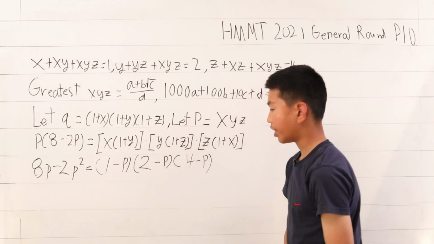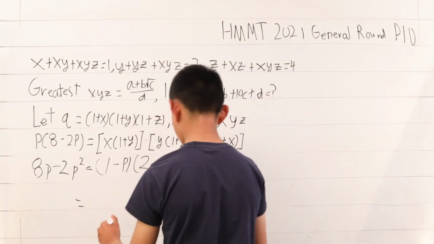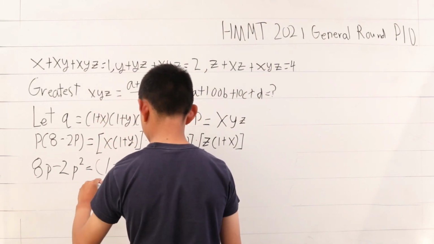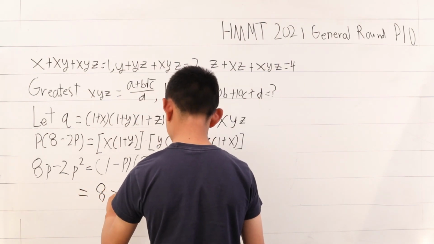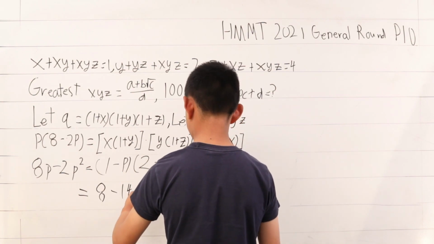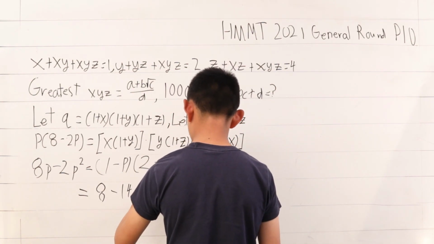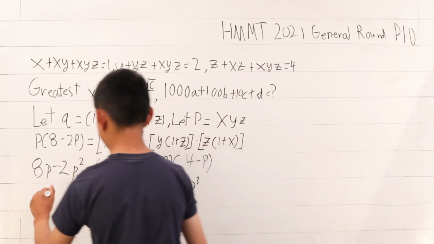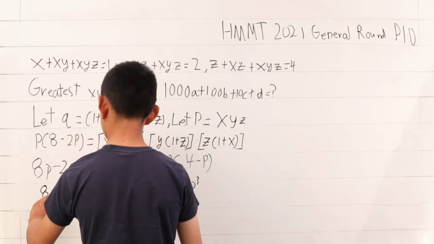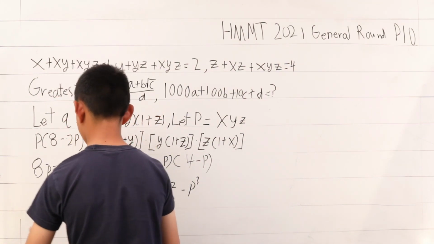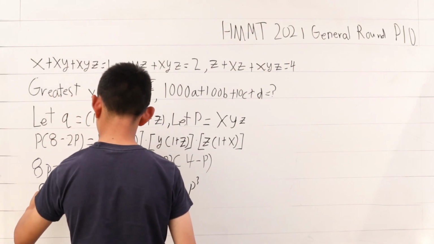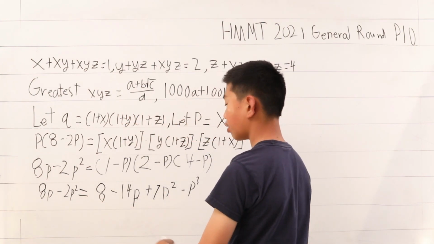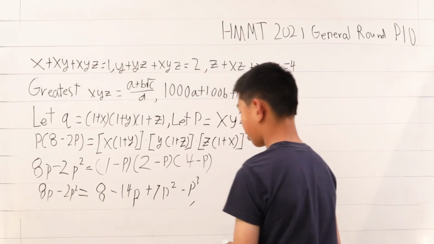All right. So now we just multiply this out. This is just equal to 8 minus 14p plus 7p squared minus p cubed. And this is just still 8p minus 2p squared. Now we can move everything on the left-hand side to the right-hand side. I'm just going to put a comma here since I don't have space.